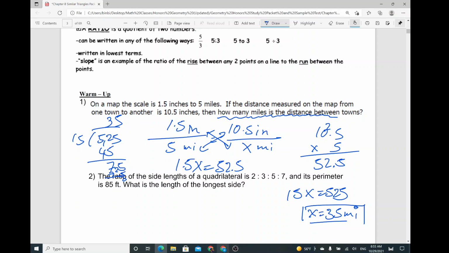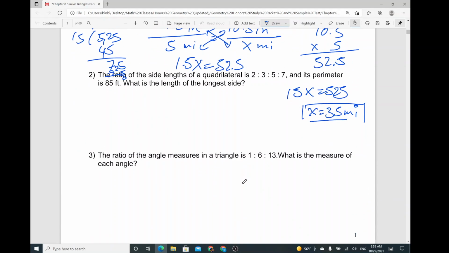The other one: the ratio of the side lengths of a quadrilateral is 2 to 3 to 5 to 7, and its perimeter is 85 feet. What's the length of the longest side? Anytime we have a ratio here, it's all about the comparison of the side lengths of the quadrilateral. So you can say that it is 2x, 3x, 5x, 7x. Once you combine them all together, you can set it equal to 85.